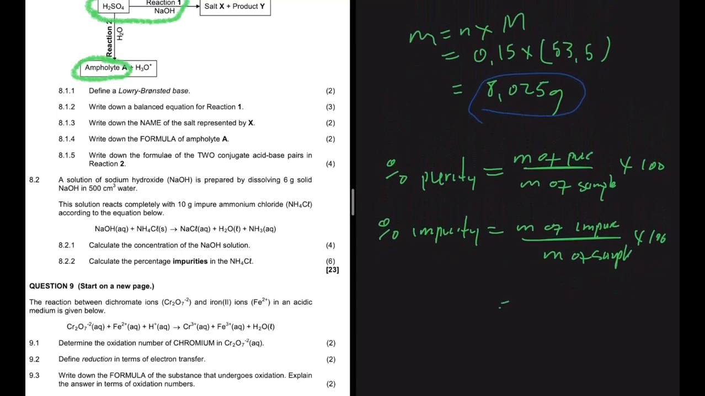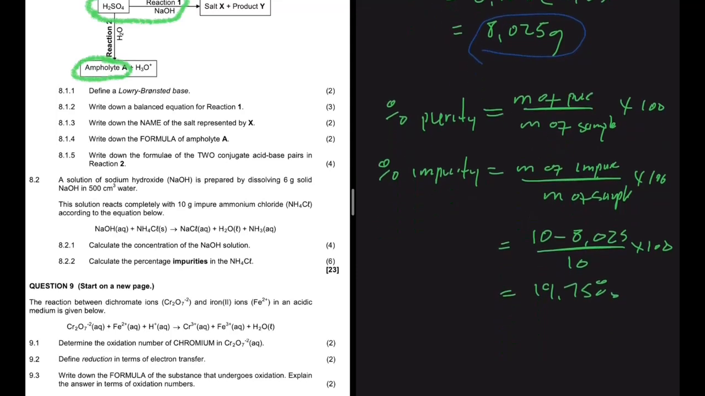So the mass of the impure, we're saying that initially we had 10 and 8.025 reacted, and then divided by the mass of the sample, which is 10, multiplied by 100, and that is 19.75%.